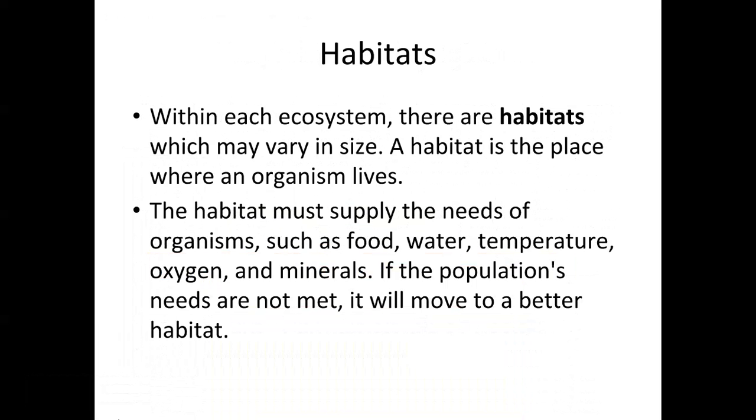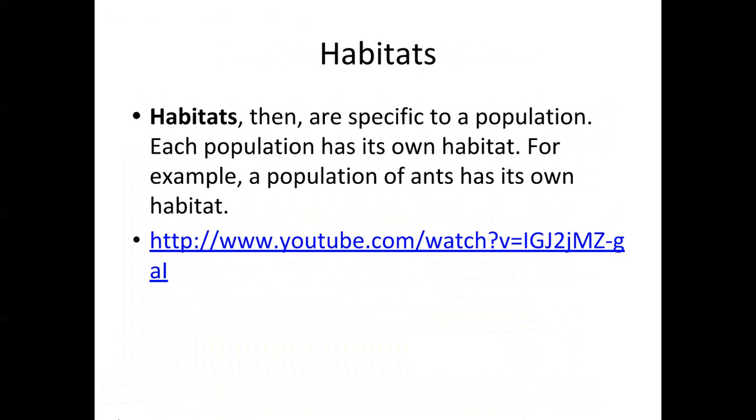Within each ecosystem, there are habitats, which may vary in size. And a habitat, of course, is the place where the organism lives. The habitat must supply the needs of the organism, such as the food and the water, temperature, oxygen, and minerals. And if the population's needs are not met, then it will move to a better habitat, or I guess it could die. Habitats are specific to a population. Each has its own habitat.